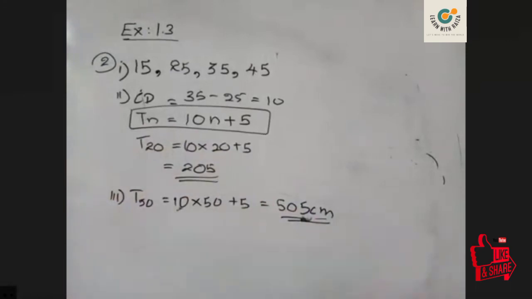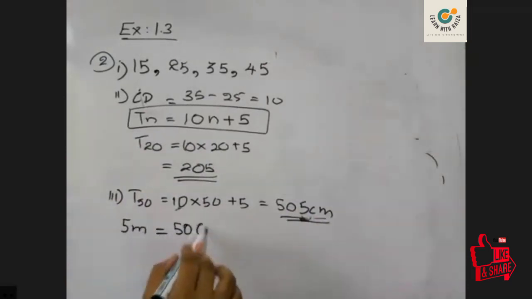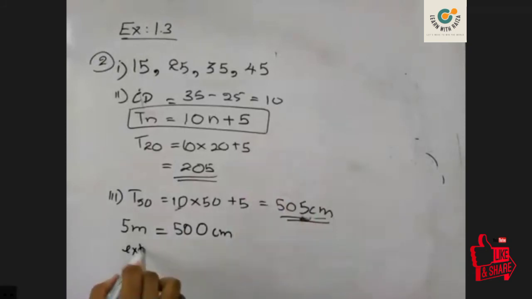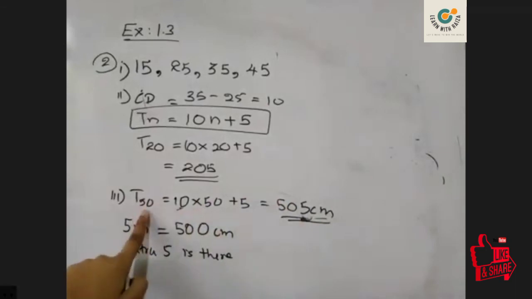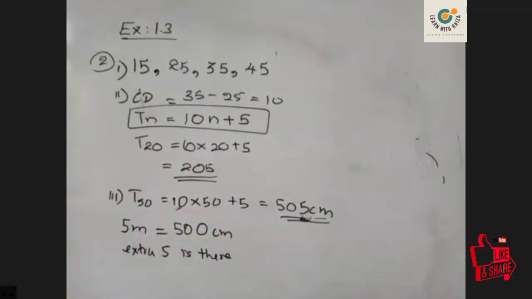So they are telling this 5 meter long rod will not be enough to cut 505 centimeter. Is that true? Yes, definitely it's true, because we have only 5 meter. 5 meters means 500 centimeter. But this is 505. Extra 5 is there. So this is not sufficient. A 5 meter long rod is not sufficient if you want to cut the 50th piece, because you need extra 5 centimeters. See how easy, right?